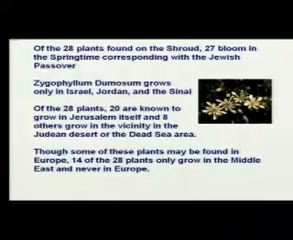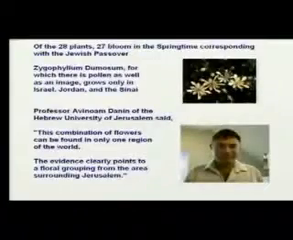Though some of these plants may be found in Europe, 14 of the 28 plants only grow in the Middle East and never in Europe. Of the 28 plants, 27 bloom in springtime, corresponding with the Jewish Passover. And one plant is Zygophyllum dumosum, for which there is pollen as well as an image. And that grows only in Israel, Jordan, and the Sinai.